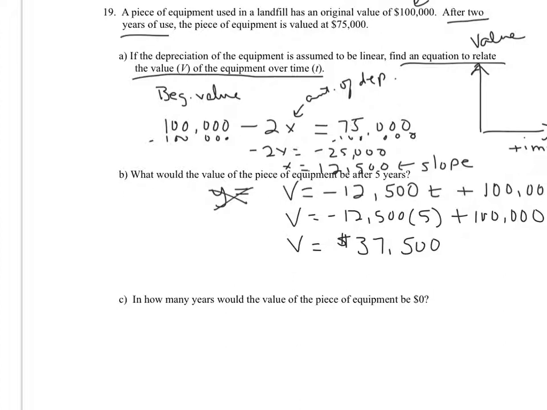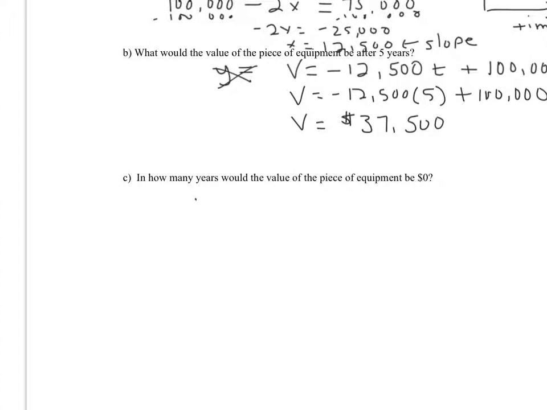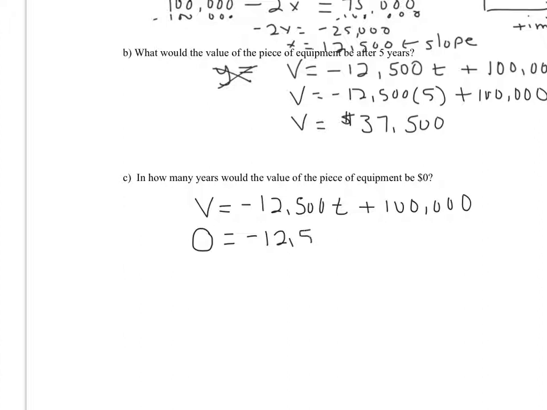Now, if I need to find how many years it would take for the value of the equipment to actually be 0, how do you think we would find that? Well, I still need this same formula. V equals negative 12,500t plus 100,000. And if I'm looking for how many years it takes for the value to be 0, what piece of information did they give me? The time or the value? Well, this time they gave me the value. I want the value to be 0, and I'm going to look for the time that would make this a true statement.